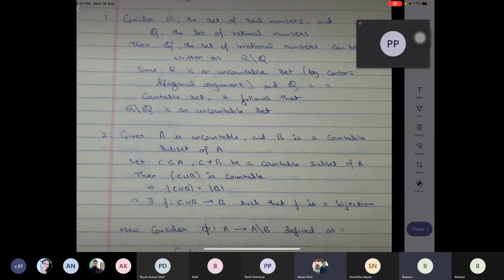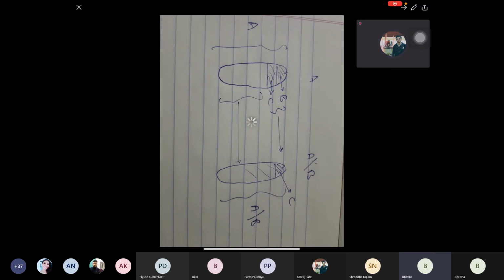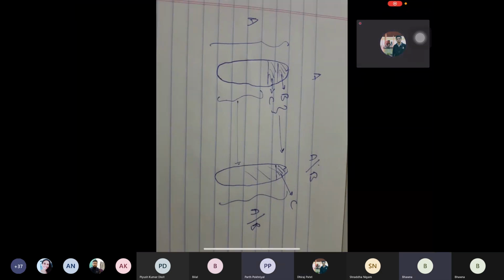So the next question. Yeah, please explain. So ma'am, essentially B is a countable subset of A and C is another countable subset of A. So if we draw a bijection from A to A minus B, we can see that there is a bijection from B union C to C because B union C is also countable and C is also countable. So there would exist a map from B union C to C, which I called F.